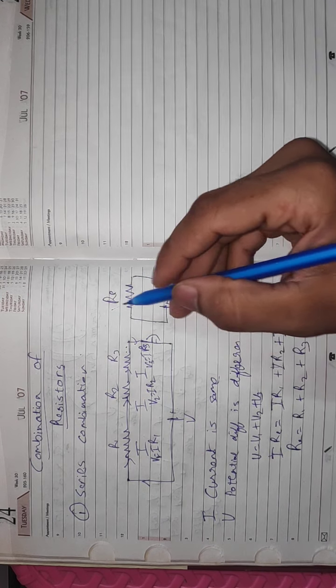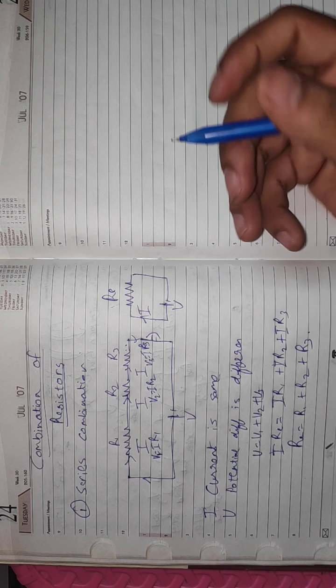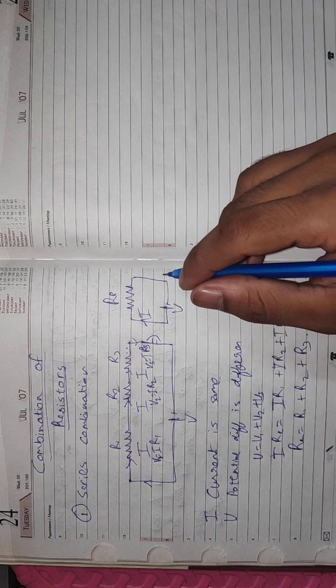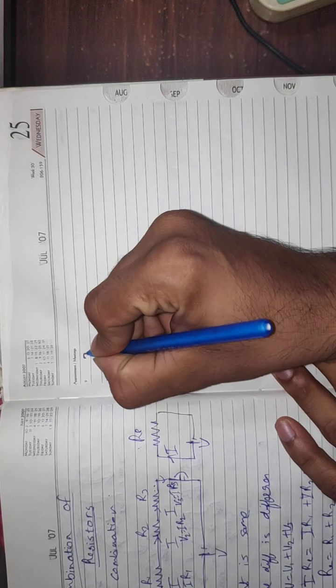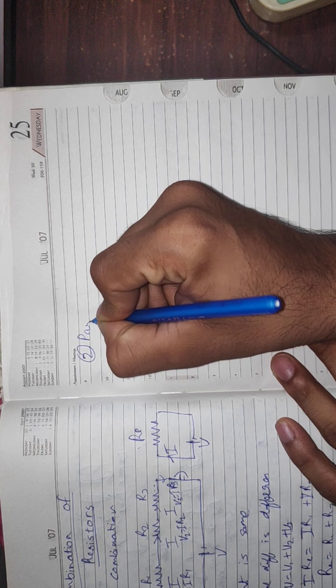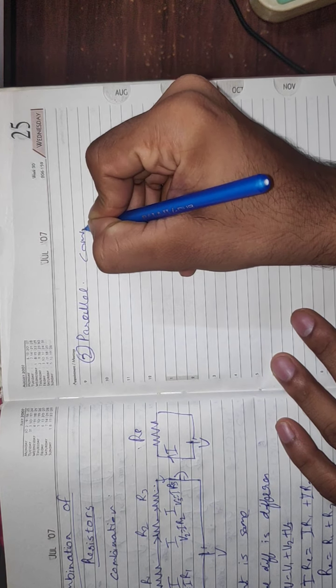You can have this circuit. Here also the current flowing will be I only, and the potential difference is V only. I hope the series combination is very clear to you. Now we'll be talking about the second thing, parallel combination.